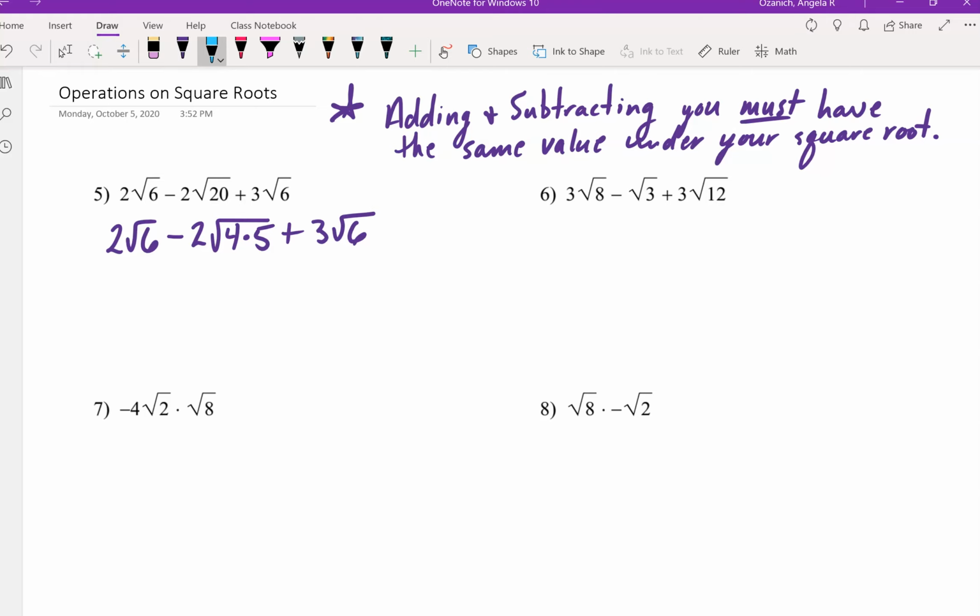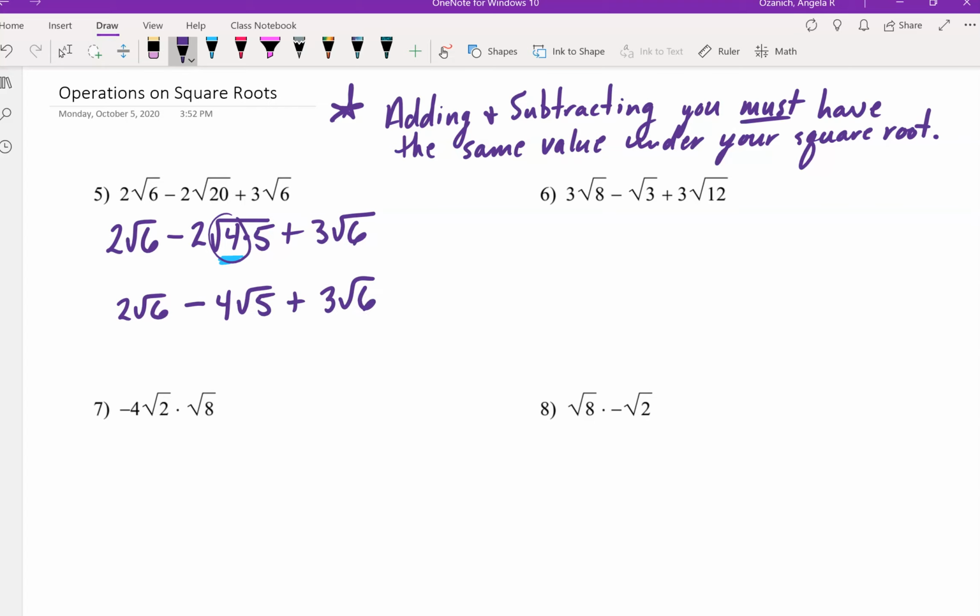So it looks like the only thing that can be pulled out of our square root, and we've been practicing this simplifying square roots piece, so this is kind of another layer. The square root of 4 we know is 2. So we end up with 2 root 6 minus 2 times the 2 that's going to come out here, so minus 4 root 5 plus 3 root 6.